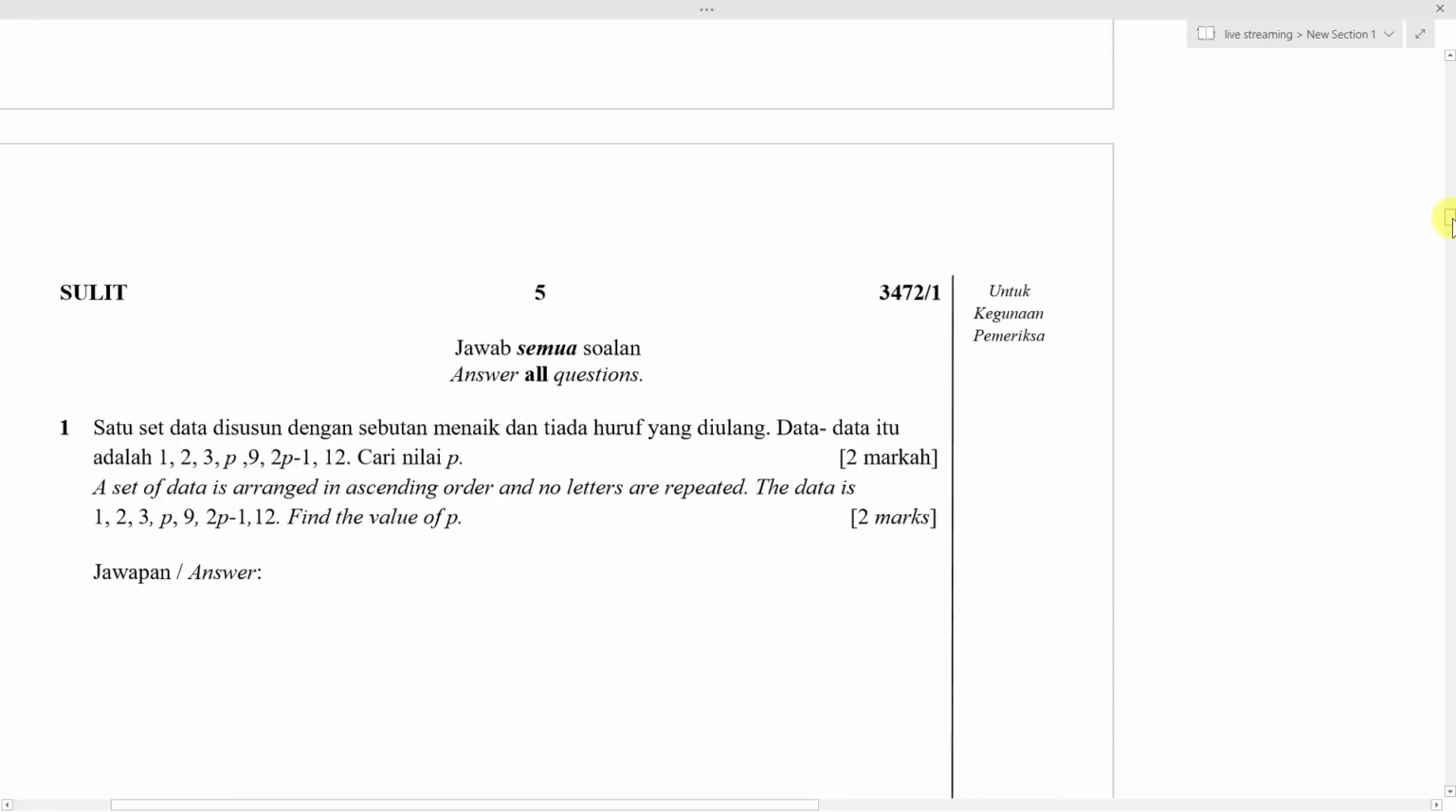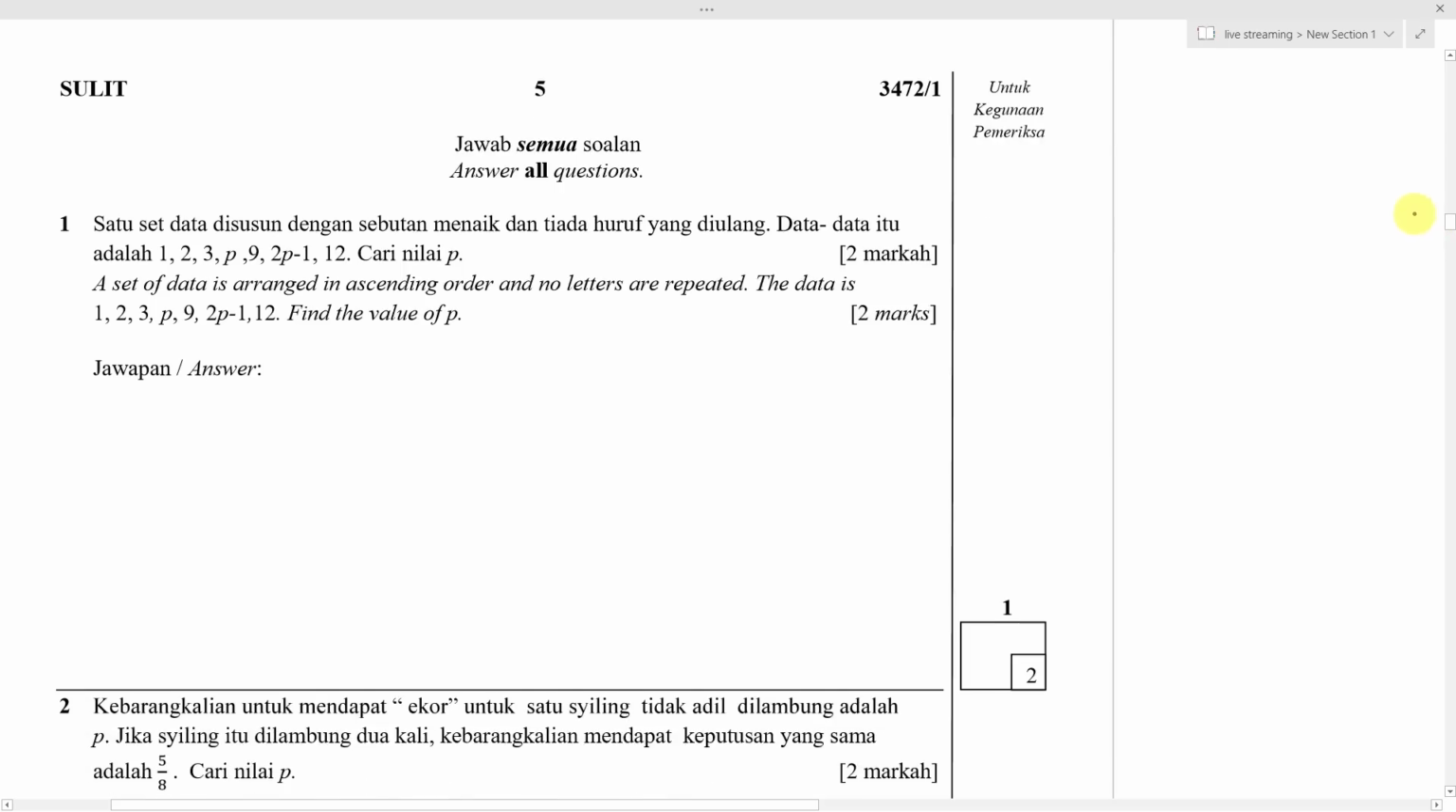The first question here is a little bit unusual. The question says a set of data is arranged in ascending order. Ascending order means your numbers go from smaller to bigger, like 1, 2, 3, 4, 5. Descending order would be like 5, 4, 3, 2, 1. You get it? And no numbers are repeated. So the data is 1, 2, 3, P, 9, 2P minus 1 and 12. Find the value of P.